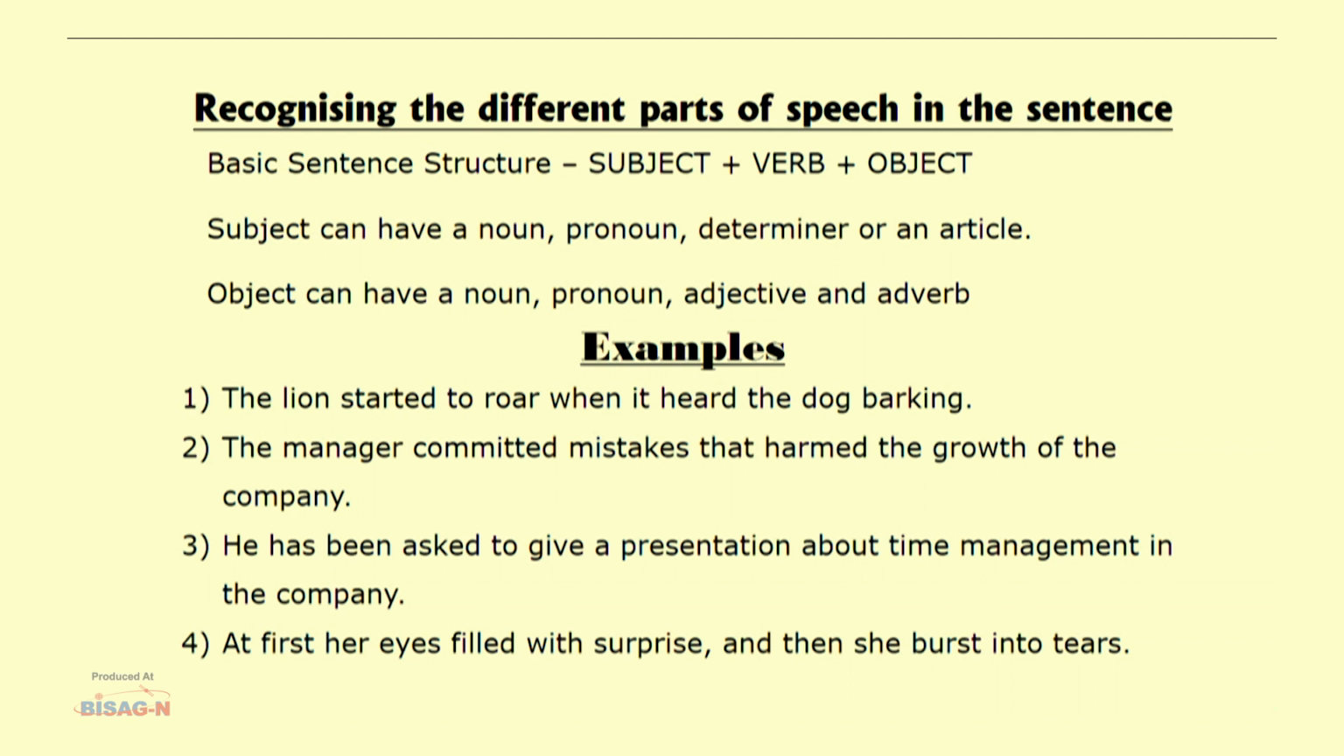Now let's take up the first example. I'm just going to do the first example for you, and I would really love it if you go ahead and do it yourself as an exercise. This will help you to know what part of speech comes right in the beginning, in the middle, or at the end of the sentence. So for example, the sentence says, the lion started to roar when it heard the dog barking.